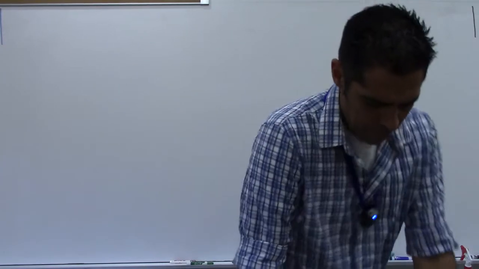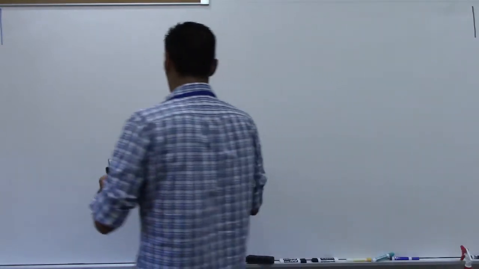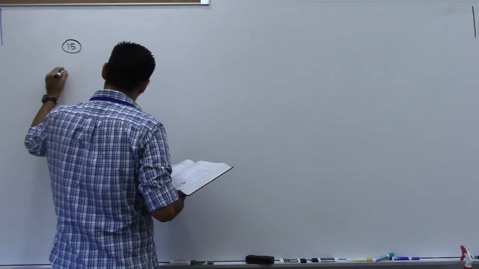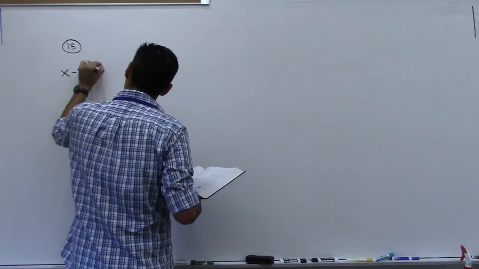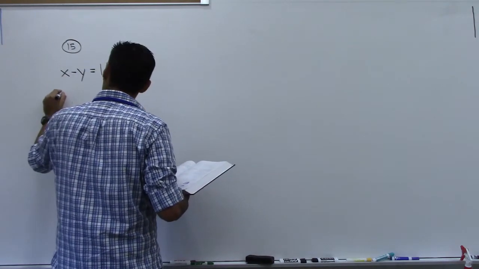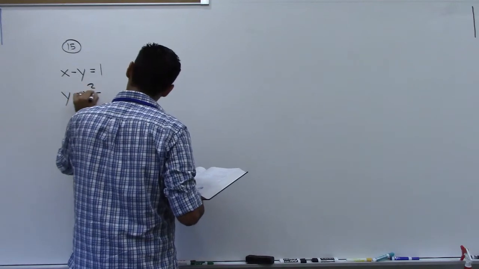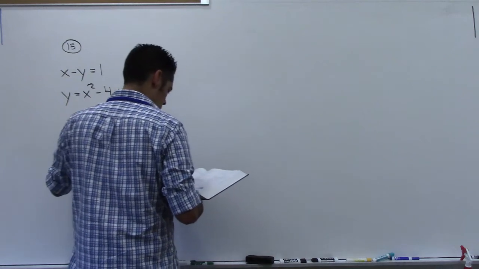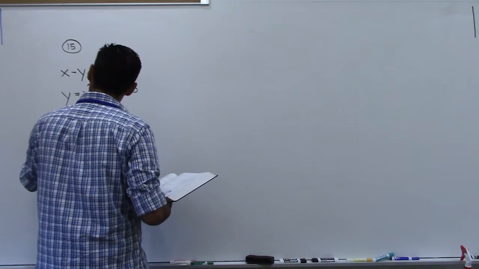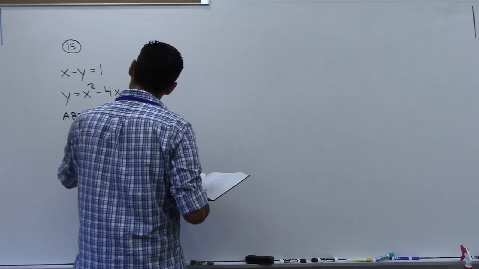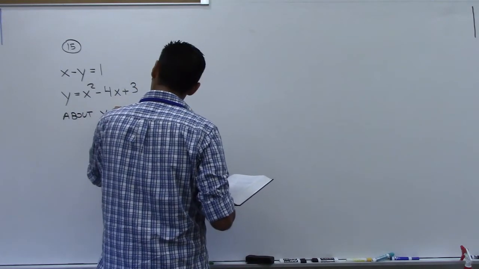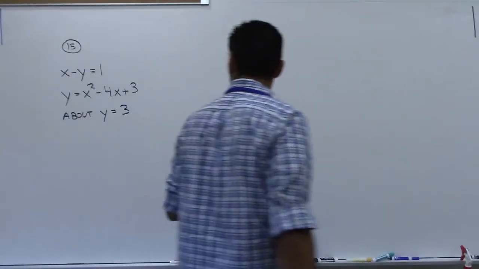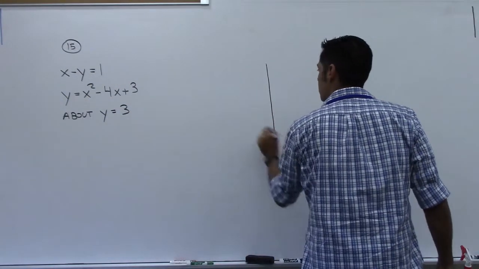Okay, we have for 15, x minus y equals 1, y equals x squared minus 4x plus 3, and we're rotating this about y equals 3. All right, so this one looks a little more interesting. So here's my picture.